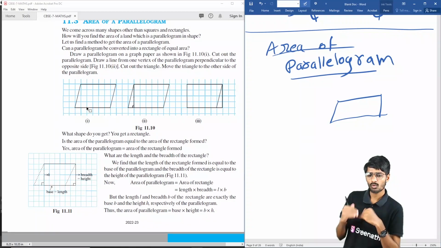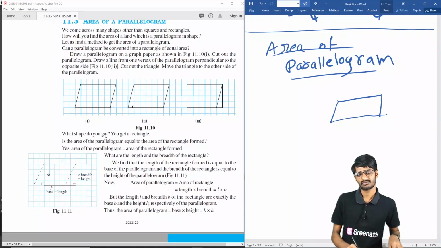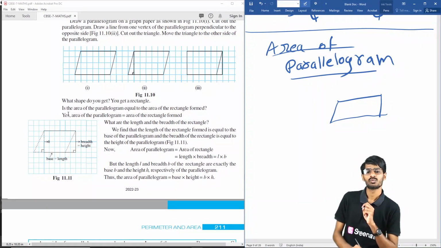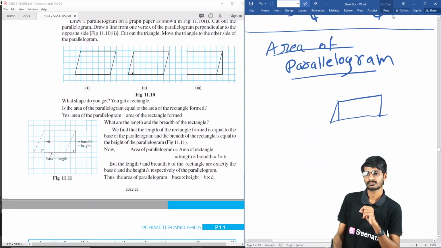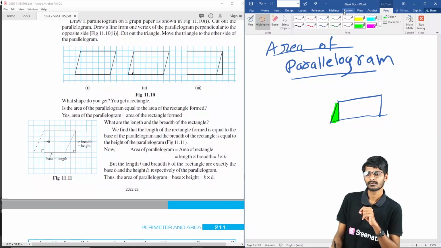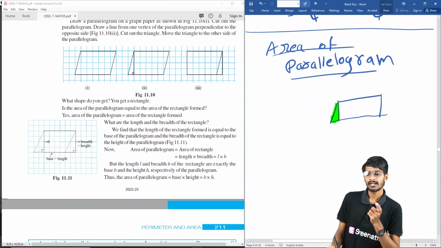If you count like that, you will get some answer. Now we are going to do this more easily. For that, we are cutting this parallelogram along this small area. After cutting it, it will look like this, and we are adding this cut region at this point.